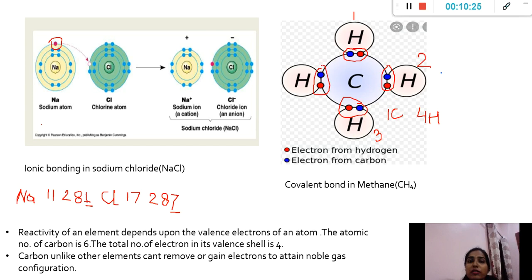Lastly, the fourth valence electron of carbon is shared with the fourth hydrogen atom's valence electron, and in this way all four pairs of electrons are shared between one carbon atom and four hydrogen atoms. The bond formed in this way is called the covalent bond.